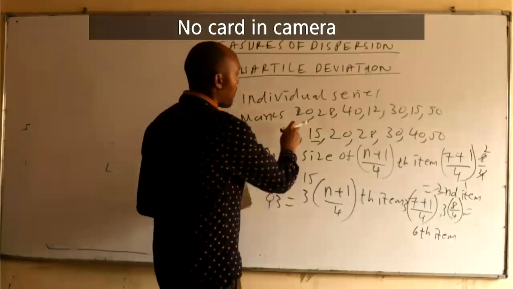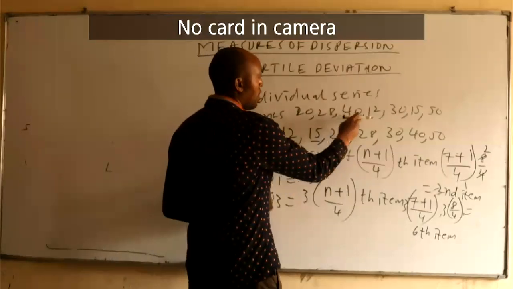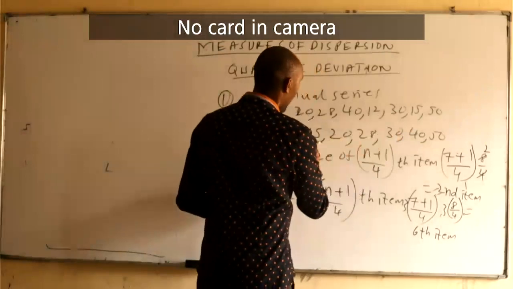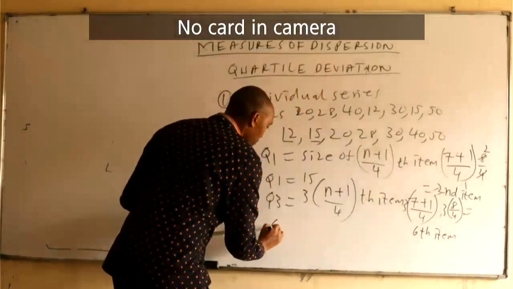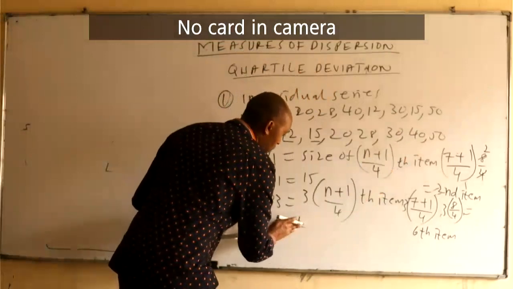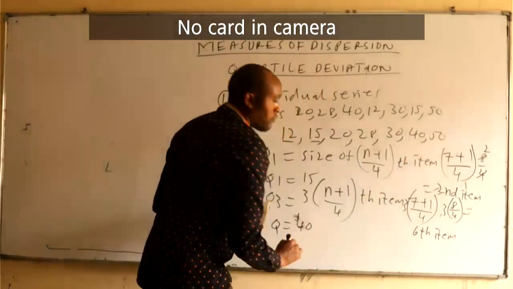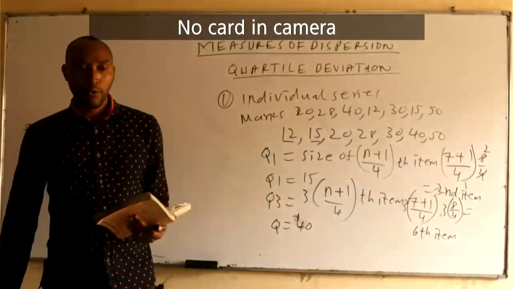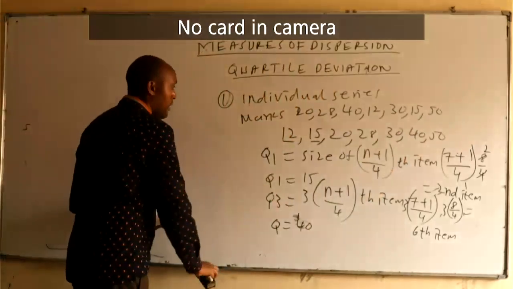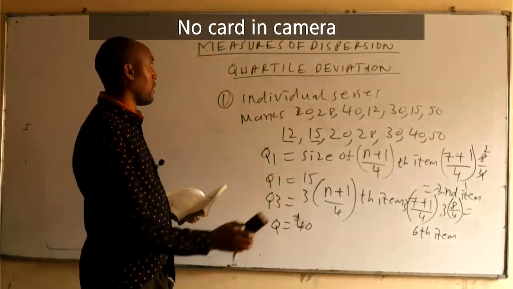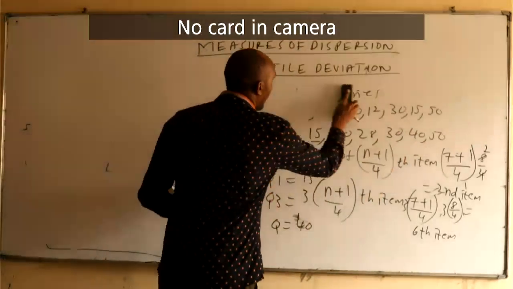Now we count here 1, 2, 3, 4, 5, and this is the 6th. So Q3 is equal to 14. Q3 is equal to 14. So now we have done that. Now we go again to our formula.